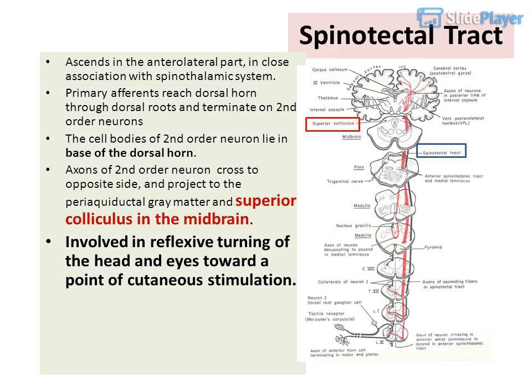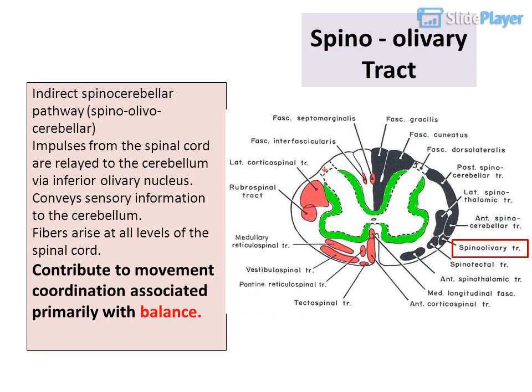The spinotectal tract ascends in the anterolateral part, in close association with the spinothalamic system. Primary afferents reach the dorsal horn through dorsal roots and terminate on second-order neurons. The cell bodies of second-order neurons lie in the base of the dorsal horn. Axons of second-order neurons cross to the opposite side and project to the periaqueductal gray matter and superior colliculus in the midbrain. It is involved in reflexive turning of the head and eyes toward a point of cutaneous stimulation.